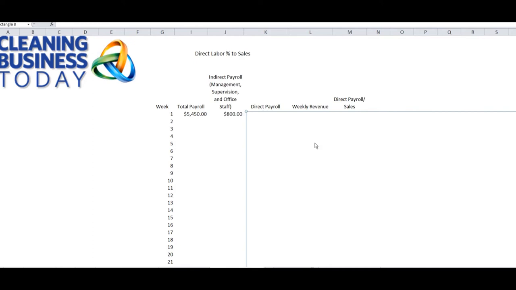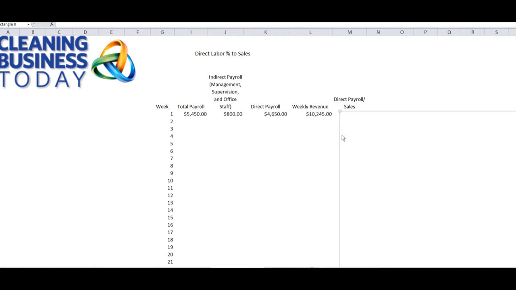In this case, we're going to use an example where our total payroll is $5,450. We're going to assume that our indirect payroll was $800 for that week. And I just take one and subtract it from the other, and it gives me a direct payroll of $4,650.